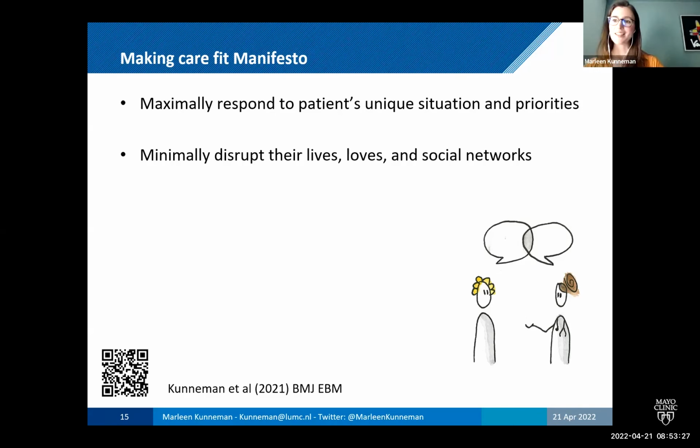The summary is that we believe that making care fit means that you maximally respond to the patient's unique situation and to their priorities, and that you minimally disrupt their lives, the loved ones, and their social networks. This is a collaborative process that involves at least a patient and at least 1 clinician, but could also involve a larger social network. And it is iterative. So it is an ongoing process, and you constantly need to reevaluate whether the care plan that we have still fits as the situation of the patient may have changed.